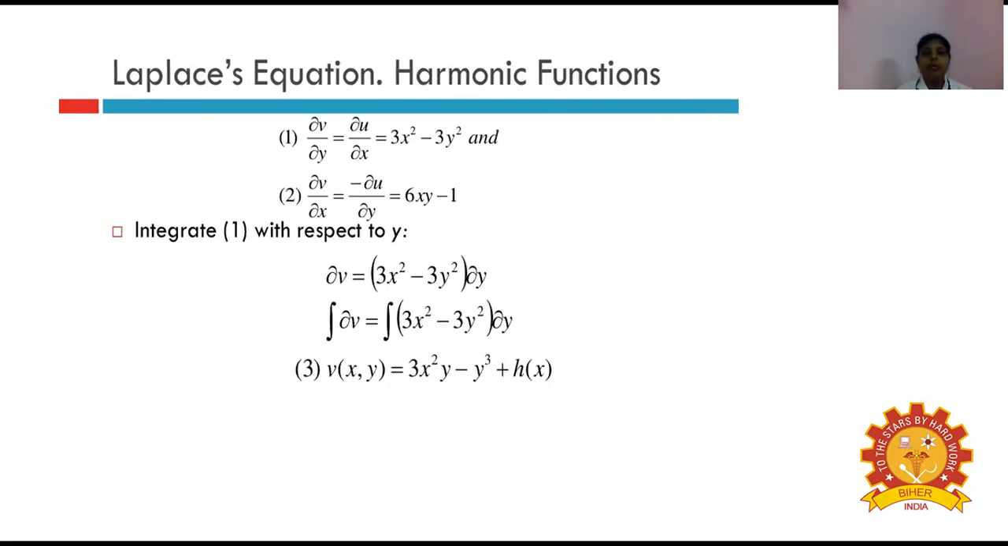∂v/∂y = ∂u/∂x = 3x² - 3y², and ∂v/∂x = -∂u/∂y = 6xy - 1. So integrate the first with respect to y: ∂v = (3x² - 3y²) ∂y. Now integrating on both sides, we get v(x, y) = 3x²y - y³ + constant.